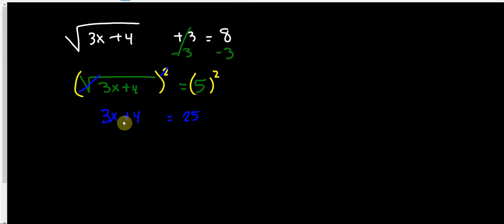And then we could keep working from here. I could subtract the 4 from both sides. So 3x equals 21. Divide by 3 on each side, and x equals 7. You should check this, but that's going to be fine. That works. Okay.